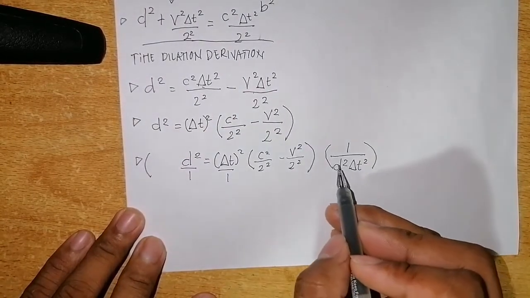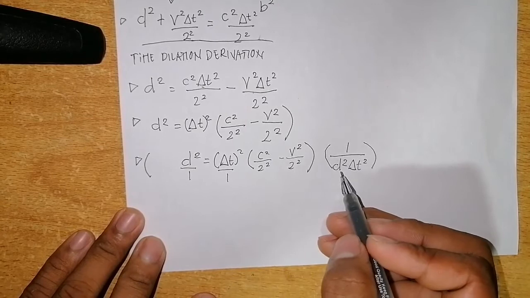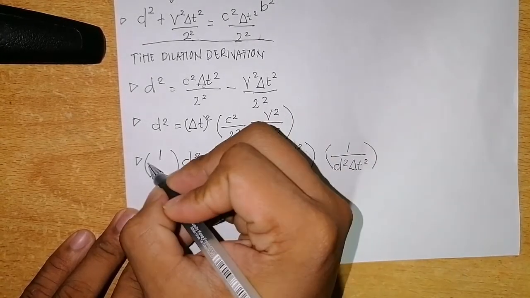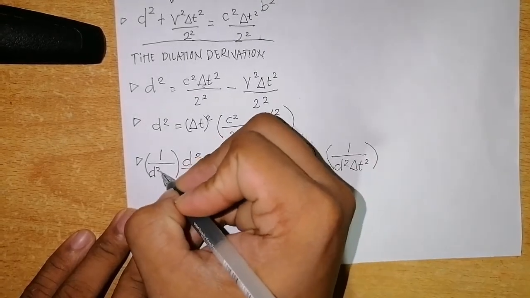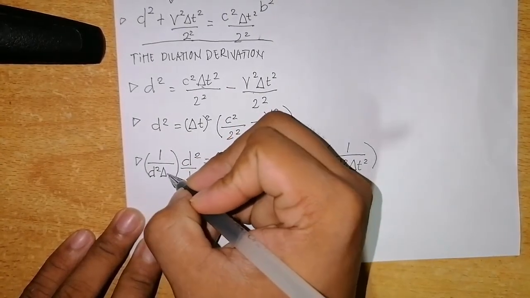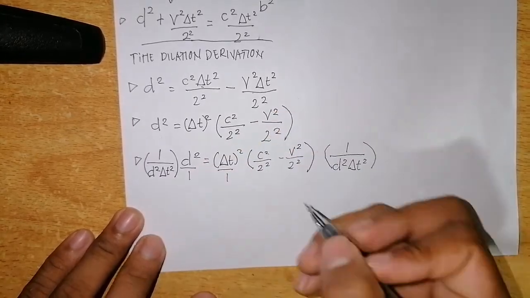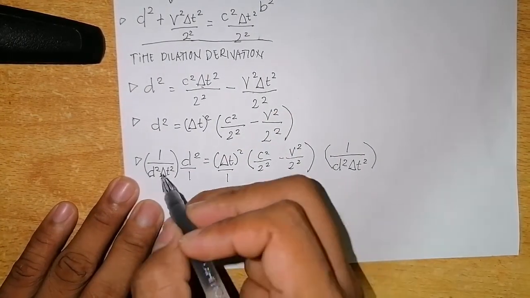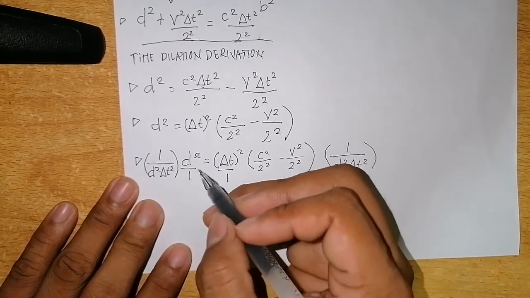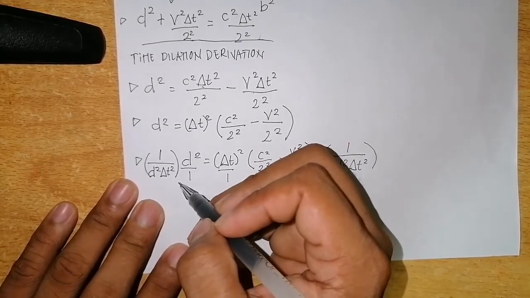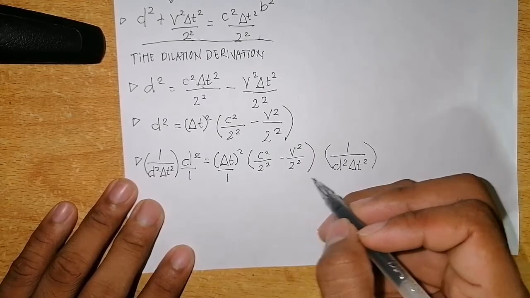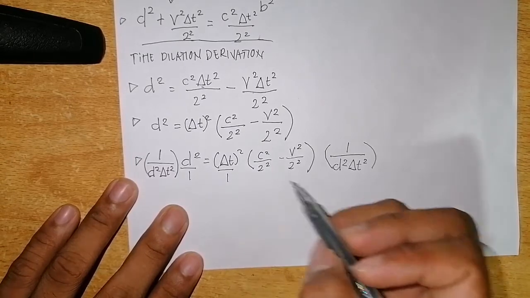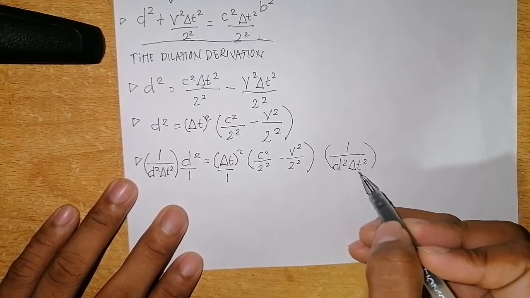What I place here, I place it right here. So I also need to place it on the other side. 1 is equal to d squared over change in time squared. So right at this moment we can now cancel the same part in the denominator and numerator. In canceling variables, these should be the denominator and the numerator that are the same.